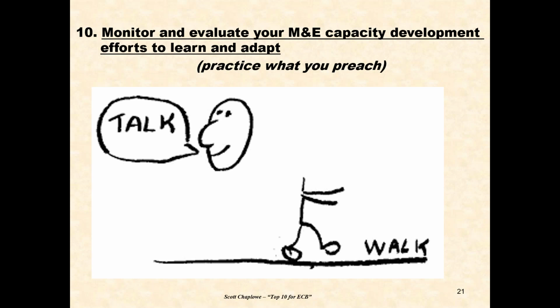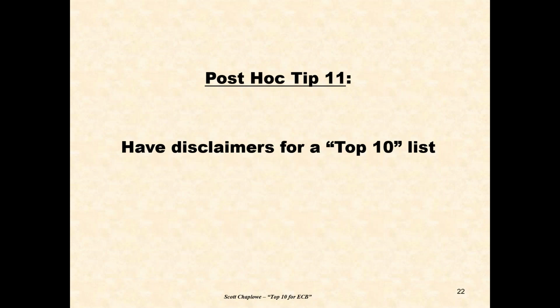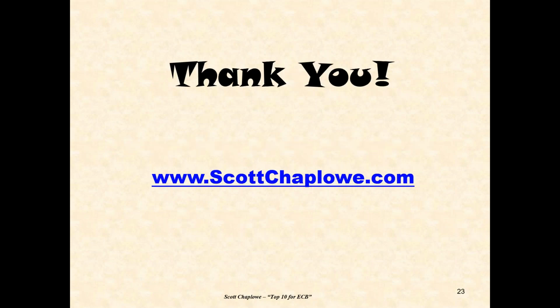Build in feedback loops to come back and look at how well it is working. It's very important to do. And I guess the last thing, the post hoc tip, is always have disclaimers for the top 10 list. So if some of you start attacking my top 10 list, I'm sure I can find an excuse for why it's on there. Thank you very much.